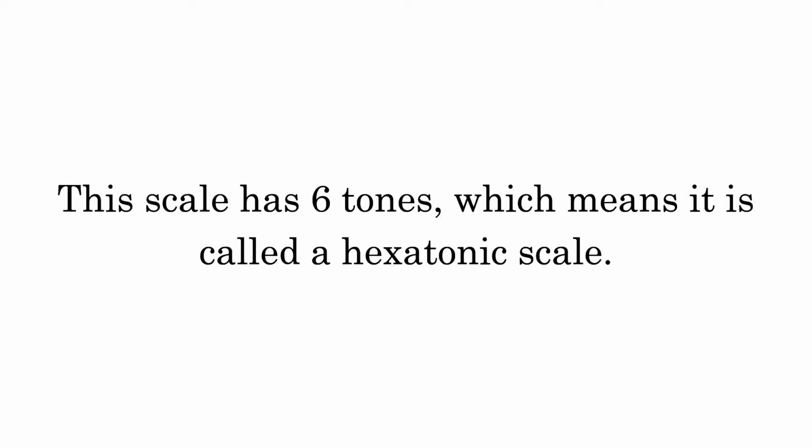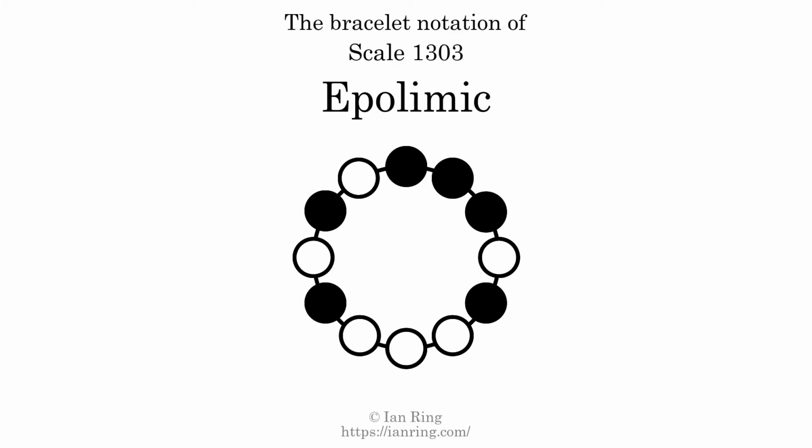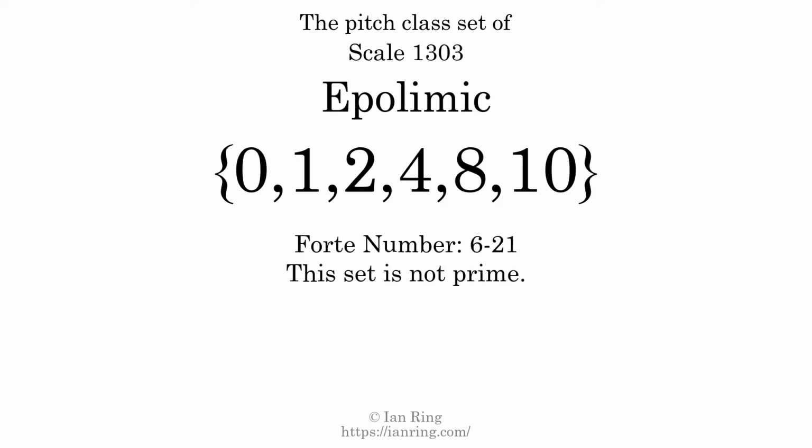This scale has 6 tones, which means it is called a hexatonic scale. This is a bracelet notation diagram of scale 1303. The shaded circles represent tones that appear in the scale, and they are read clockwise, starting at the top. The pitch class set for this scale is 0, 1, 2, 4, 8, 10. The fault class is 621. This set is not prime.